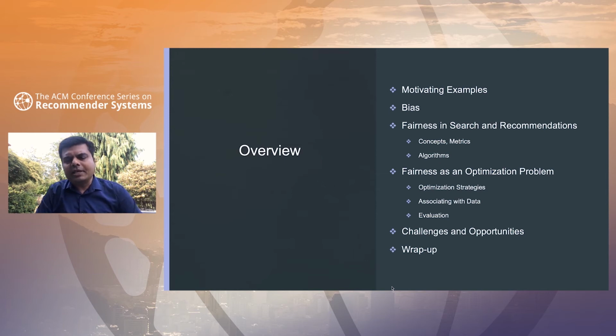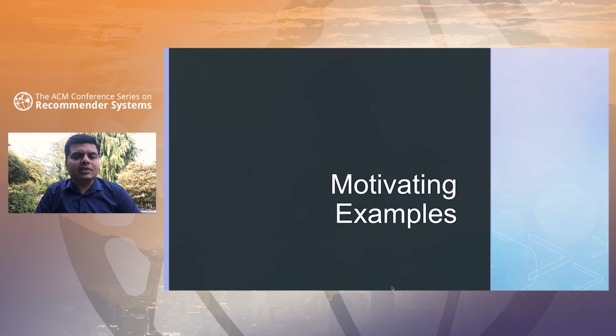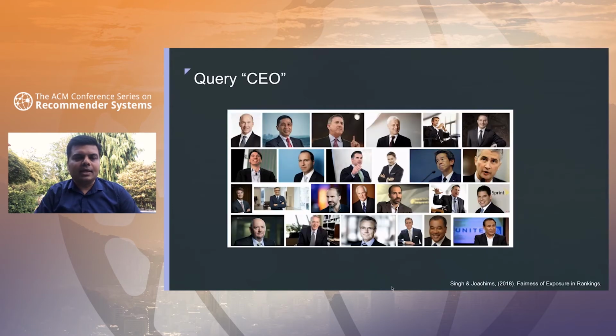So here are some examples. And if you've ever done anything in this field, if you've ever read anything or attended any tutorial, chances are you've come across these, because these are kind of famous examples at this point. One of them is this example of searching for CEOs. If you search for CEOs in image search, and again, this may not be the case right now because this is a couple of years old, you see results that are mostly men, mostly white men.